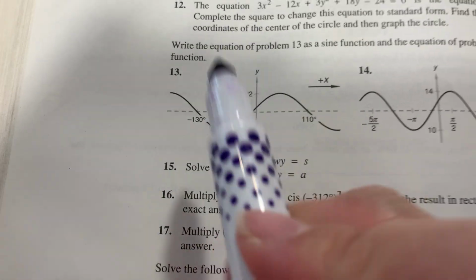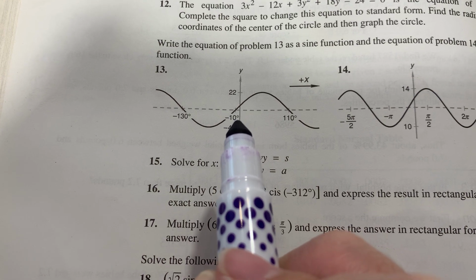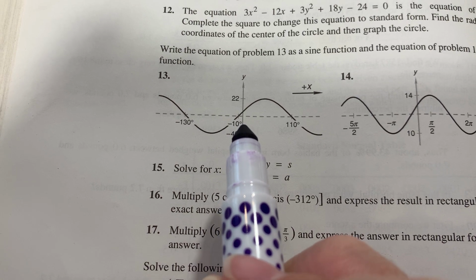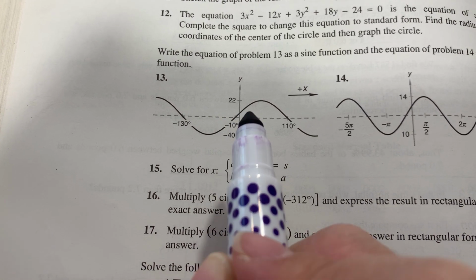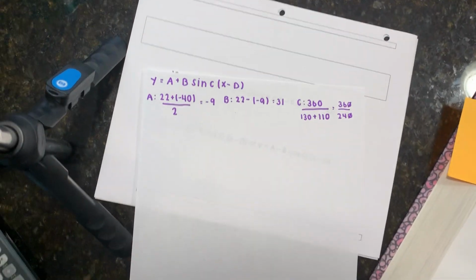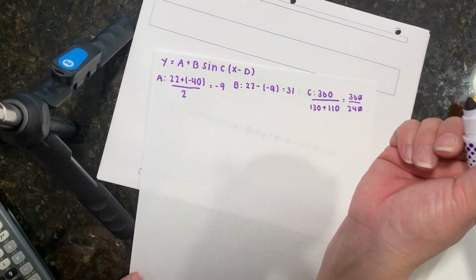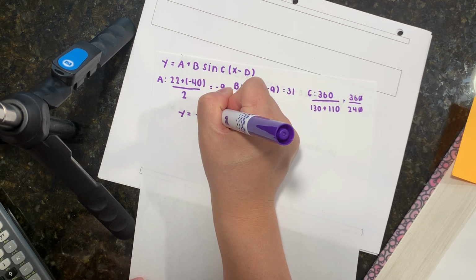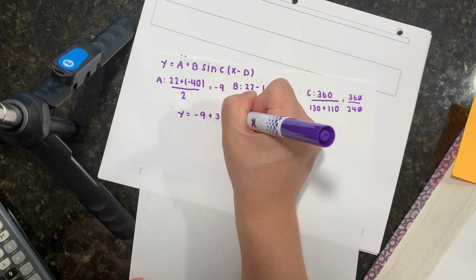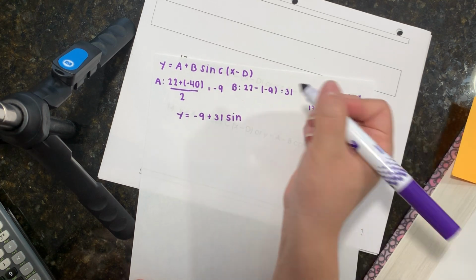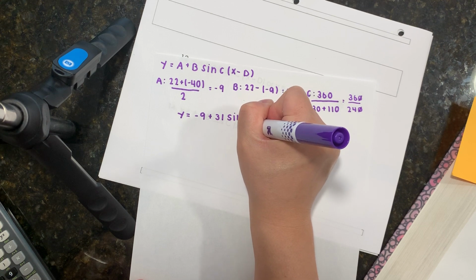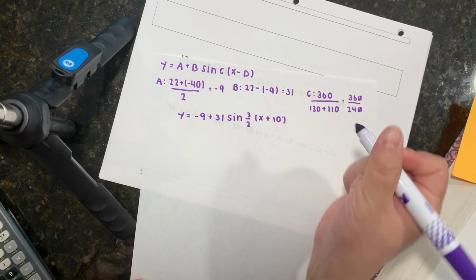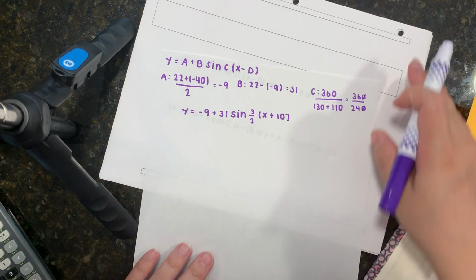So for the phase shift, notice that it's currently crossing at -10, but we want it to cross at 0. So I would need to shift this over 10 degrees to the right in order for it to pass through the origin. So for this one, our result is going to be as follows. Y is equal to A, which is -9, plus B, which is equal to 31, sine C, which is 3 over 2. And then this needs to be shifted over to the right 10 degrees, so plus 10 in the positive direction.